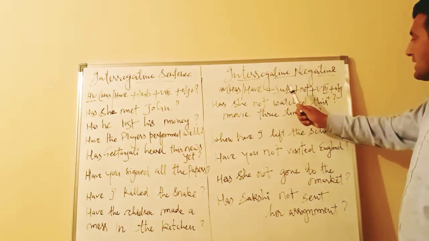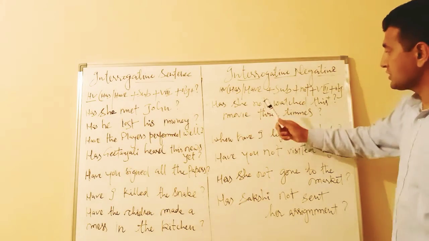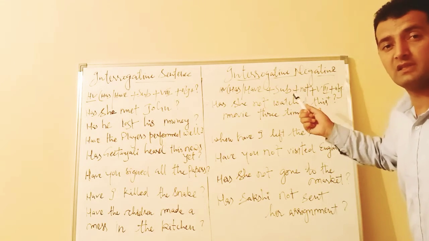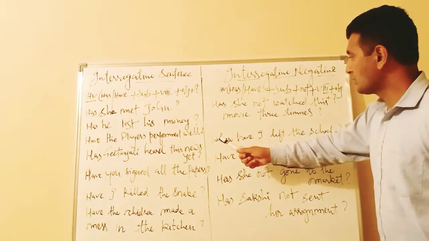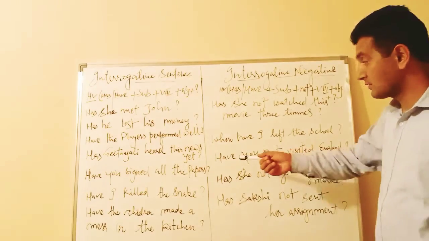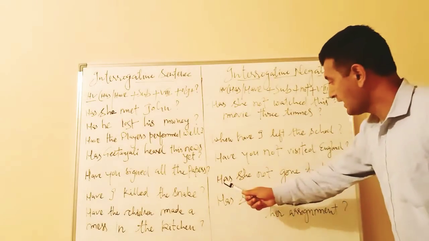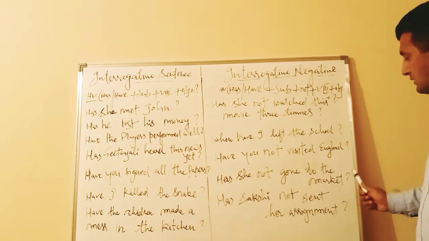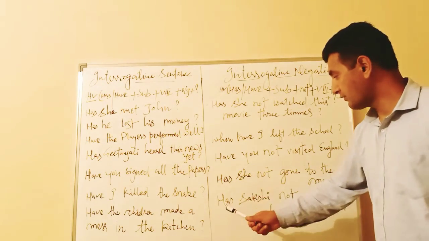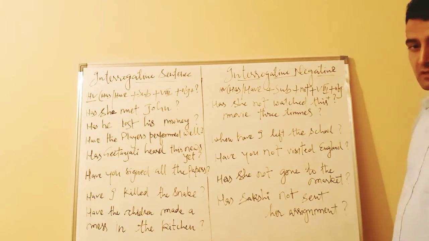Has and have, subject, not, third form of the verb and object, and then the question mark follows, right? Has she not watched this movie 3 times? क्या उसने यह मूवी 3 बार नहीं देखी है, right? When have I left the school? मैंने स्कूल कब छोड़ा है? ऐसे भी कभी कभी स्टेटमेंट आते हैं. Have you not visited England? Has she not gone to the market? Has she, singular, third person singular. Has Sakshi not sent her assignment regularly?